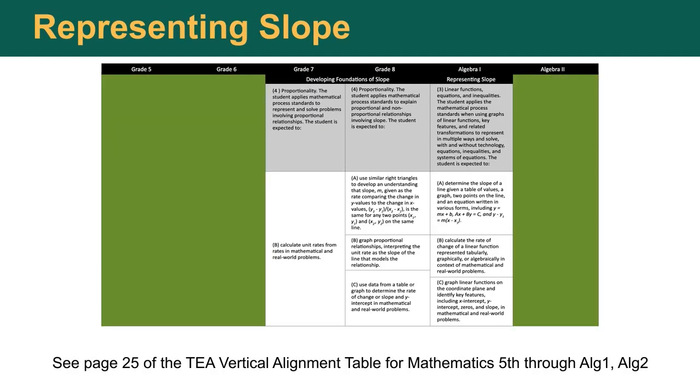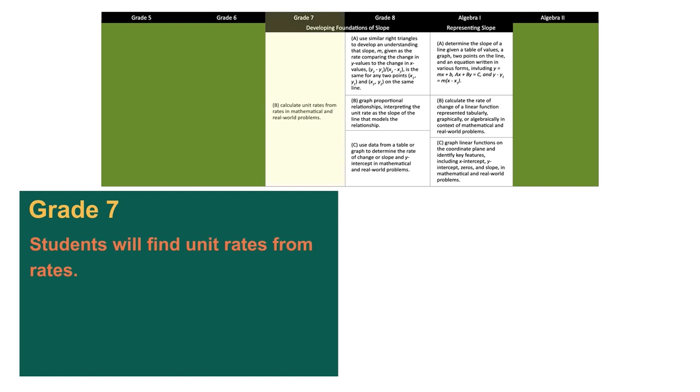The vertical alignment for identifying key attributes 3A, B, and C is shown. Let's explore what students should already know before engaging in this unit. As part of developing their foundational understanding of slope, students learn to identify and interpret rates given in problem situations, and then calculate the unit rate from this information.